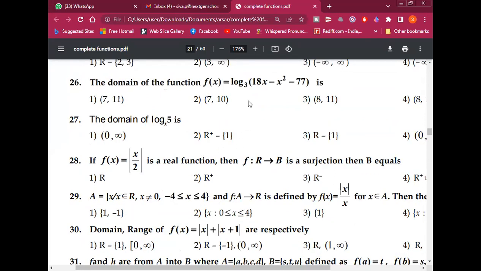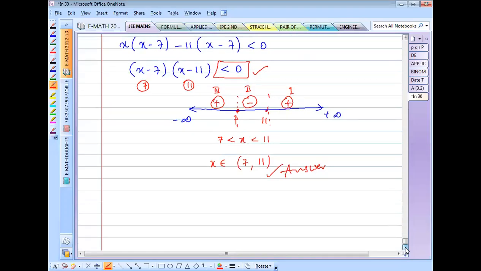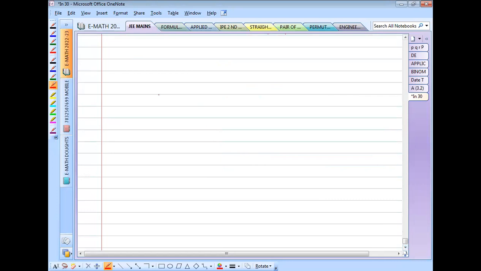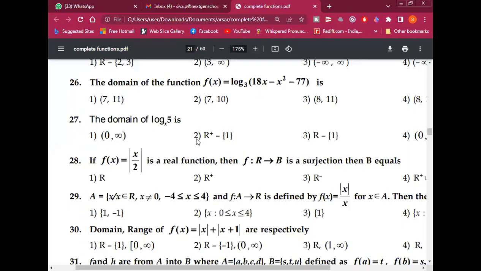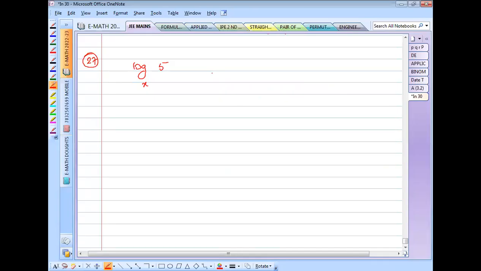The domain of log 5 base x. Problem number 27. Find the domain of log 5 base x. Okay. So let's compare the known result, that log f of x at base g of x. Here it is clear that f of x is a constant. It is always more than 0.